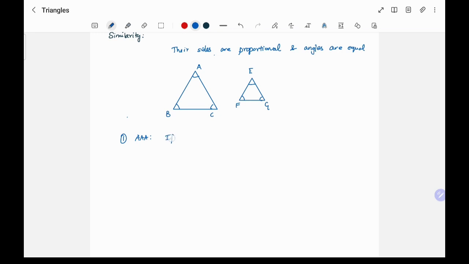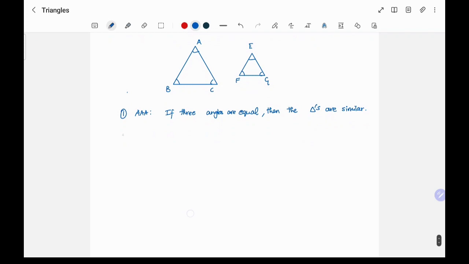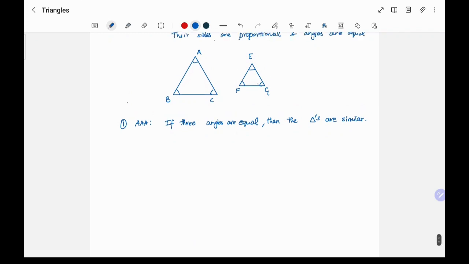So the first type of similarity we have is AAA itself. If three angles are equal, then the triangles are similar. I said the sides are proportional, so one property is AB by EF is equal to BC by FG is equal to AC by EG. This property is true. This is sides are proportional.